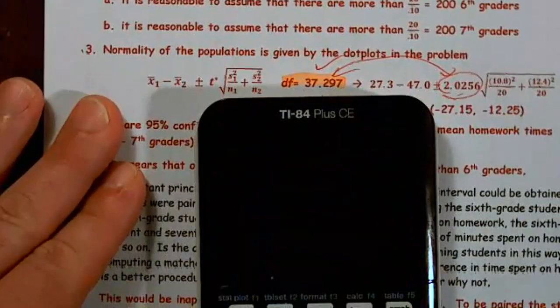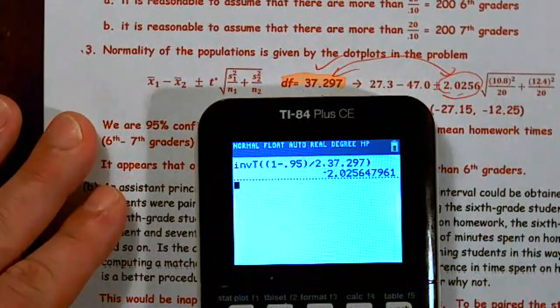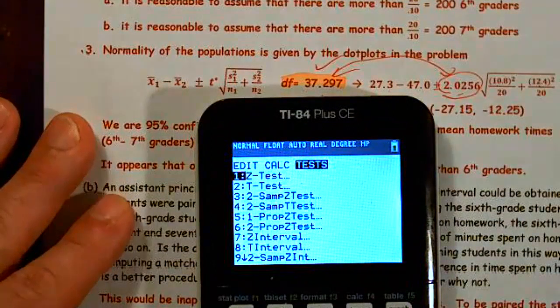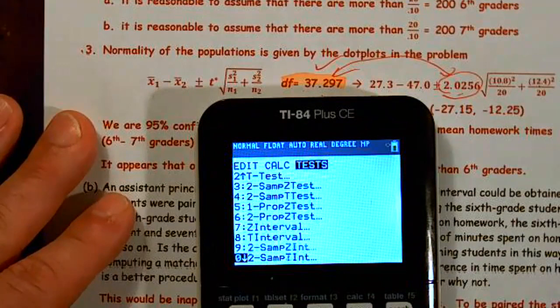Scoot that up just a little further. And stat, test, scroll all the way down to 2 sample t interval.